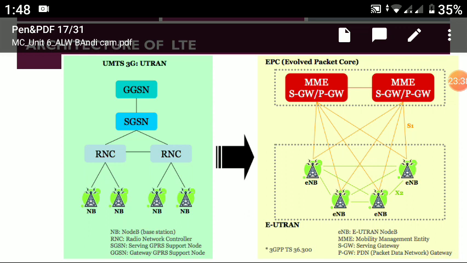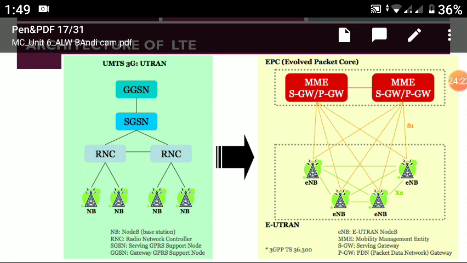So again, here comes the EPC, evolved packet core, MME. So this is nothing but the UTRAN nodes, then the mobility management entity. This is the serving gateway, and then PDN, this is the packet data network gateway. So these are the advanced features that come into the LTE. LTE is nothing but 3.9G, or very near to the 4G mobile communication system.